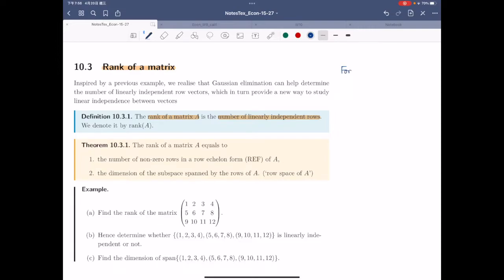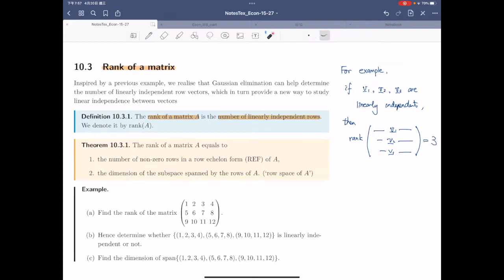For example, if phi1, phi2, and phi3 are linearly independent, then what do we know? We know that the rank of the matrix formed by these 3 vectors, if we put all these vectors as rows, will be 3, okay? You just count how many independent rows there are. Because they are linearly independent, so 1, 2, 3. There are 3 of them.